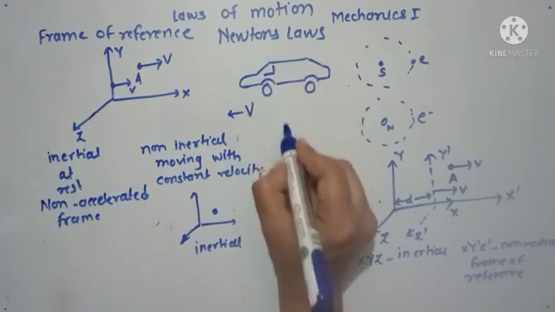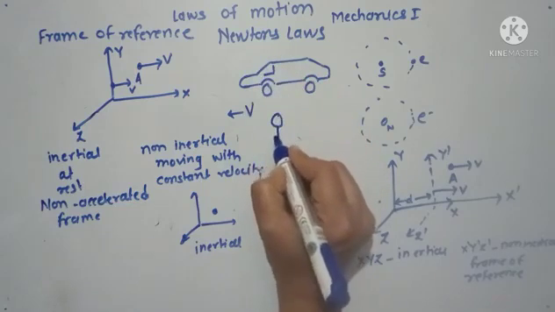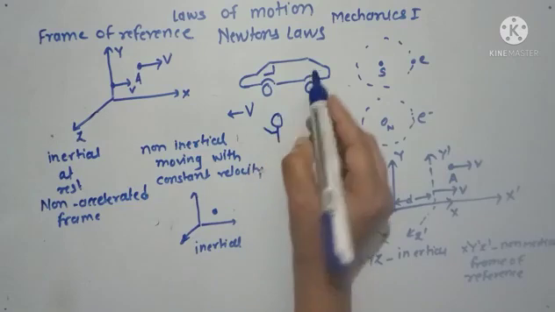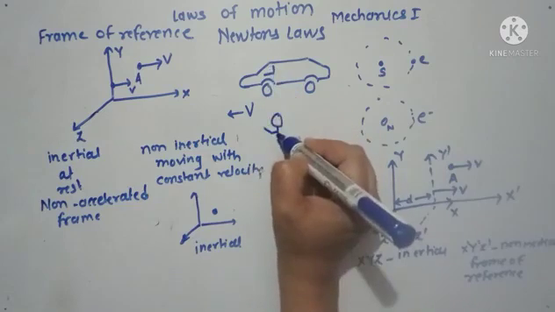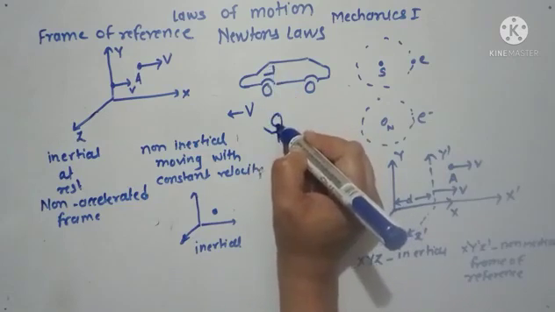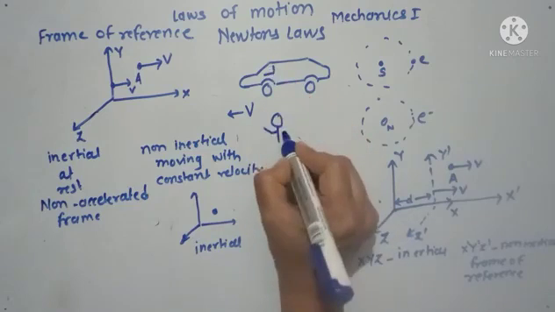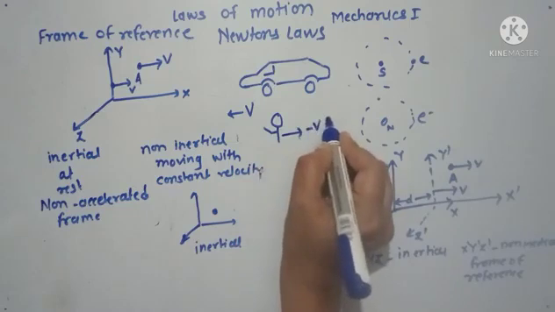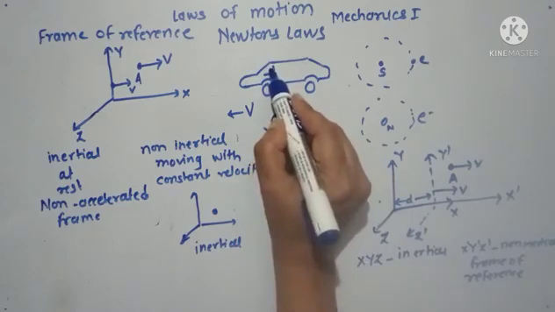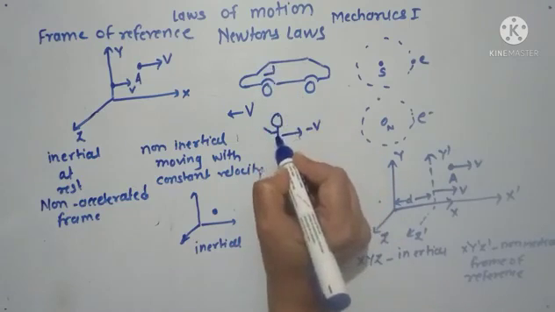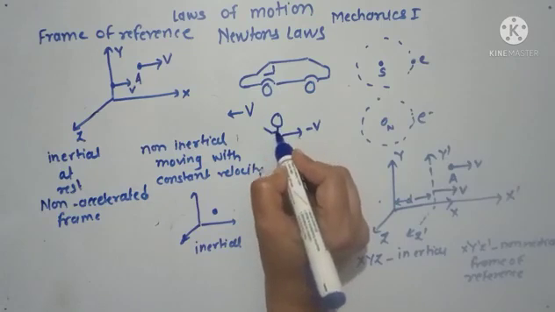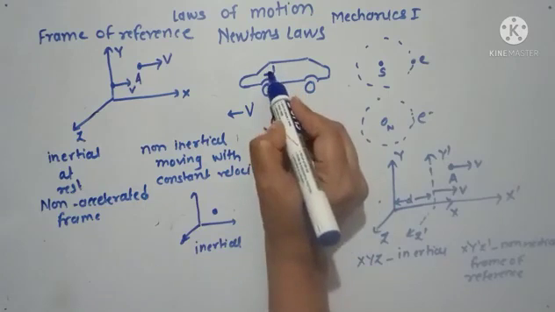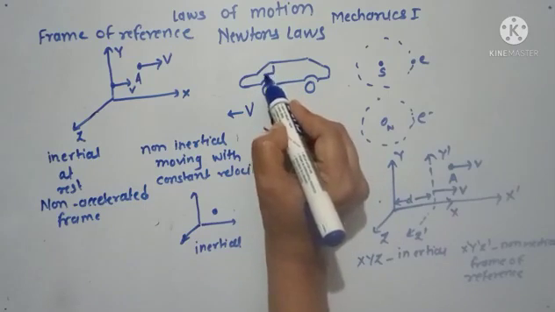But if he sees some person standing outside, according to him, this person is in a non-inertial frame of reference, because according to him, he is moving in the minus v direction. If the person sitting in the car sees the person who is standing or at rest, this person is in a non-inertial frame of reference for him.